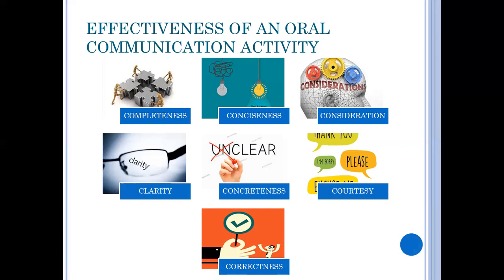So these are the 7 C's of communication that make you an effective communicator. Again, we have completeness, conciseness, consideration, clarity, concreteness, courtesy, correctness.